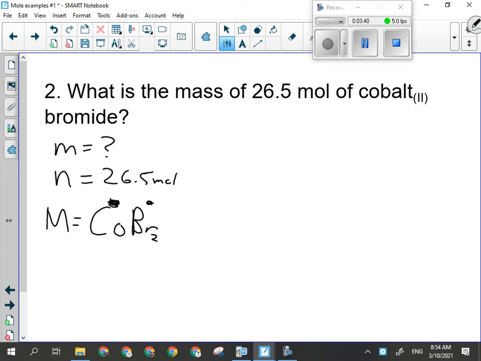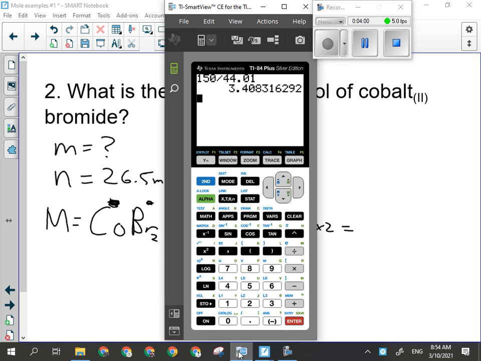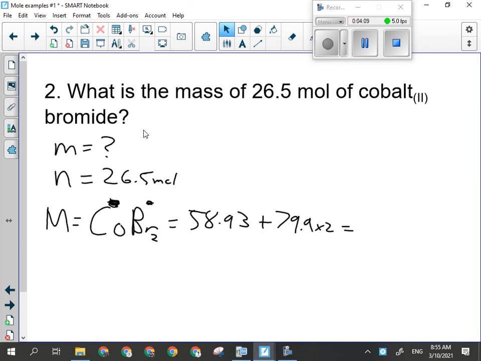Now that I've got that, I can get my molar mass. Cobalt is 58.93. There's only one cobalt, so we only need one there. And then there are 2 bromines, so that'll be 79.9 times 2. So 58.93 plus 79.9 times 2. We're looking at 218.73 grams per mole.